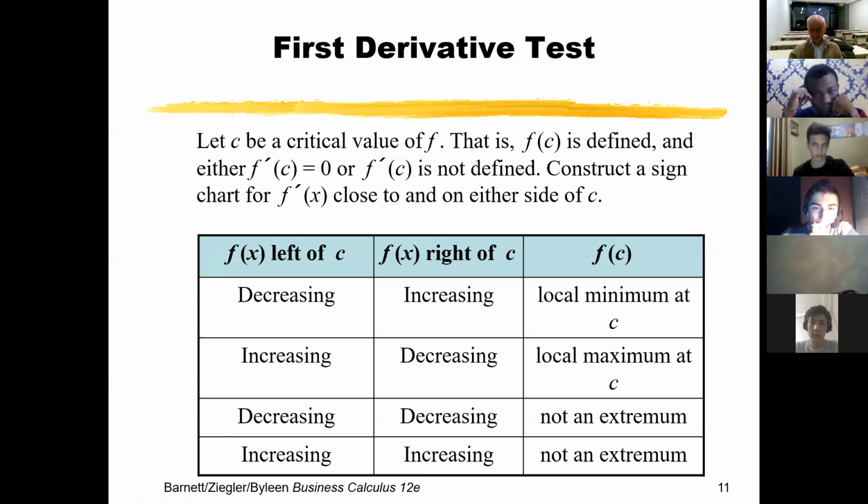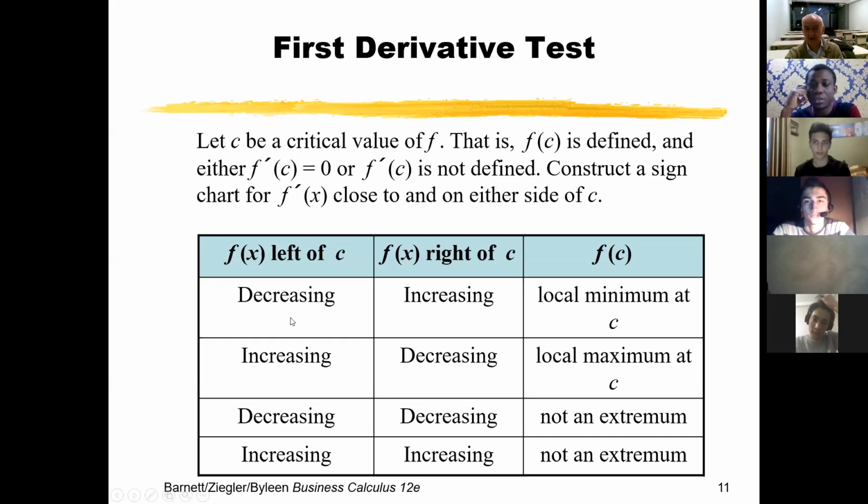Questions. Okay, Raymond. Say again your question. Let c be a critical value of f. Here, c is a critical value, definitely, because here we have f prime of c equals zero or f prime of c does not exist. Prime denotes the derivative. I want to know the difference between this f and this f. Here f(c) is the critical value, definitely.